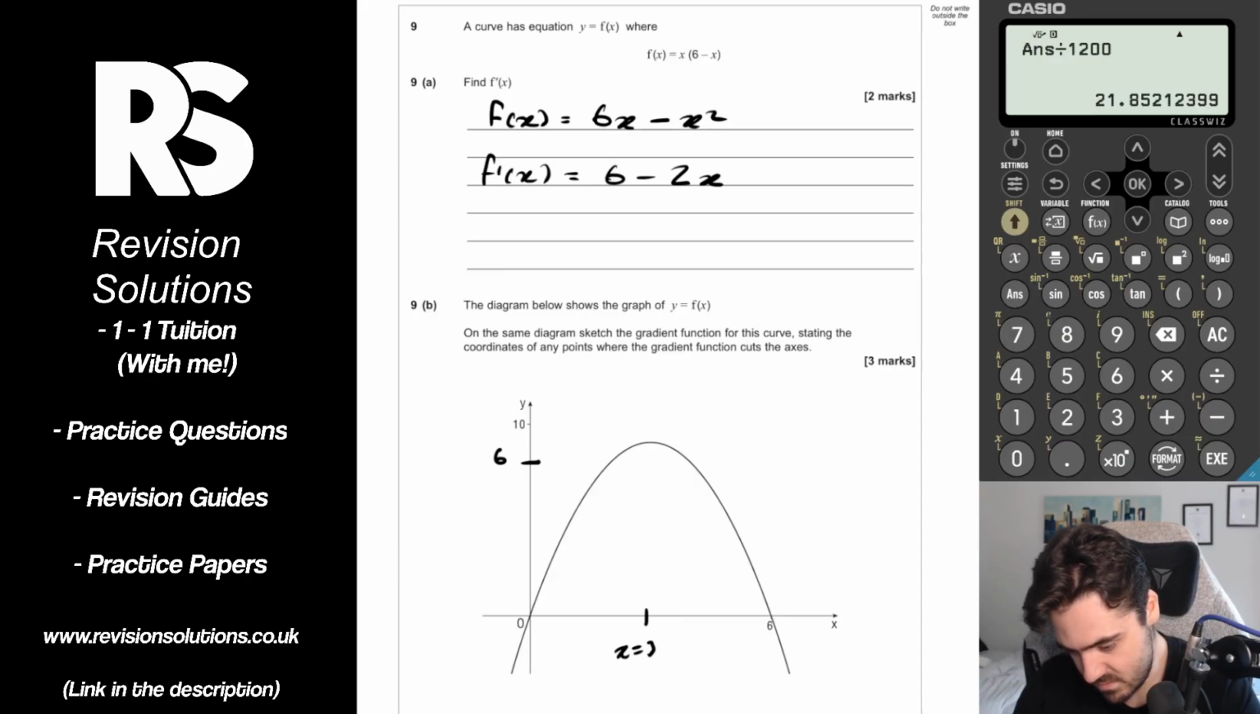Oh, it's not going to like that very much. Let's just use the normal tool. There we go.